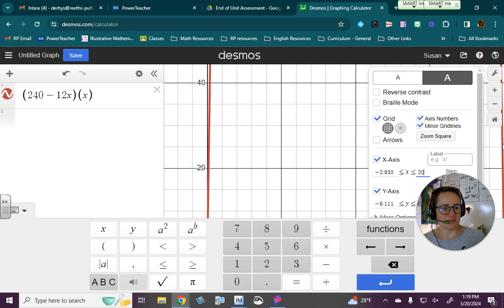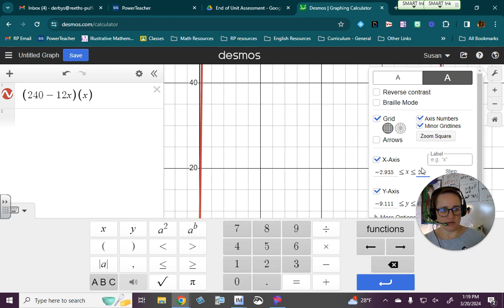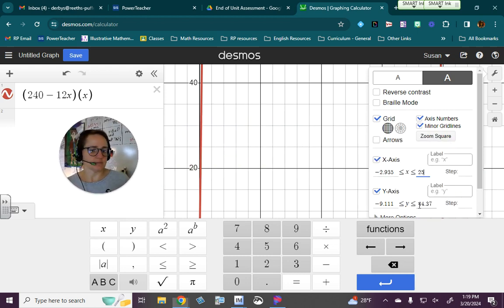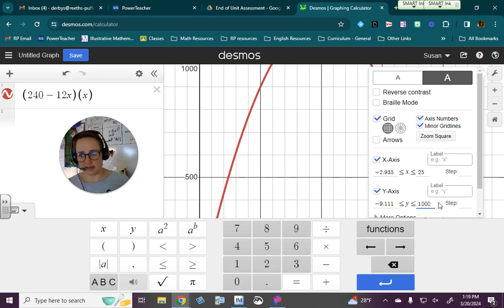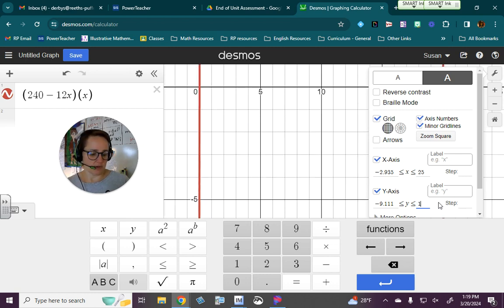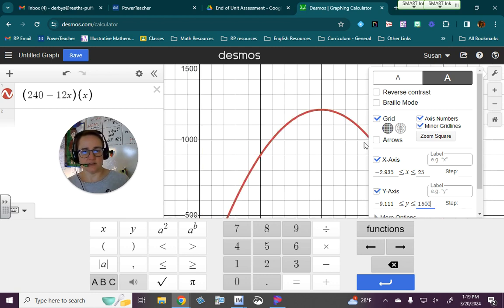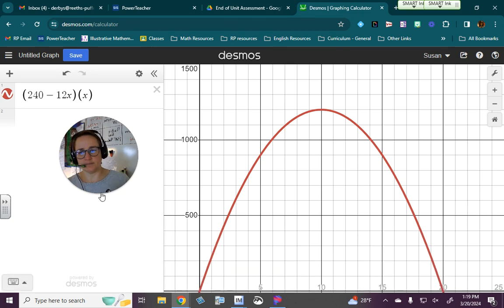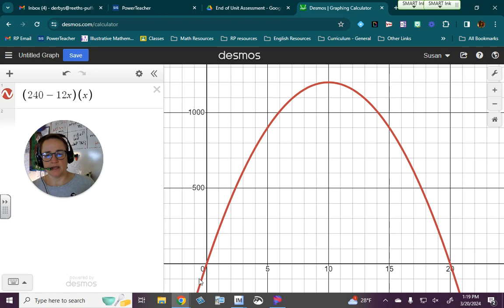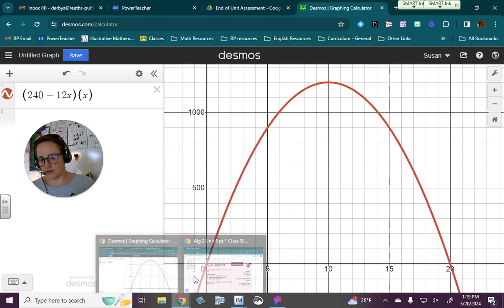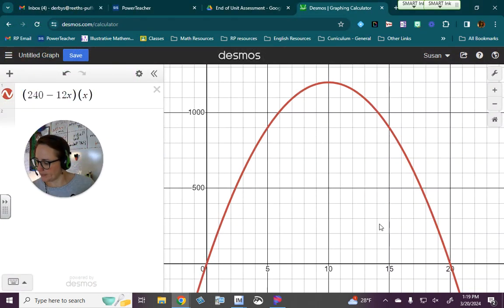So if I put 20, I can barely see it on my screen there. I'm going to go ahead and put 25. That looks good. And I need to see higher up on the screen. So 100, oops, still can't see it. How about 1,000? Oh, I still can't see it at 1,000. I'm going to put in 1,500. I can see that vertex now. All right. So a little adjustment lets me see the entire vertex or the entire parabola.